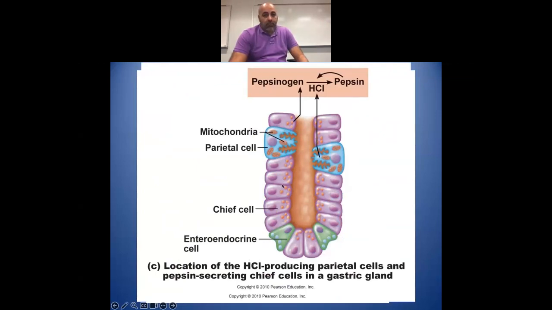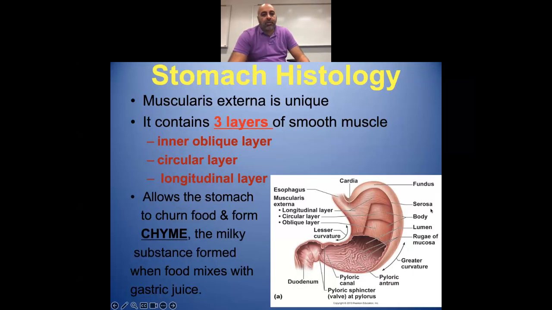Same image. And this is a close-up showing the chief cells, and they're releasing pepsinogen, and then the acid in the stomach converts it to pepsin. The enteroendocrine cells, or the G cells, will be lower because we need to be closer to the submucosa, because that's where the blood vessels are, and they're endocrine cells, so they need to release into there.